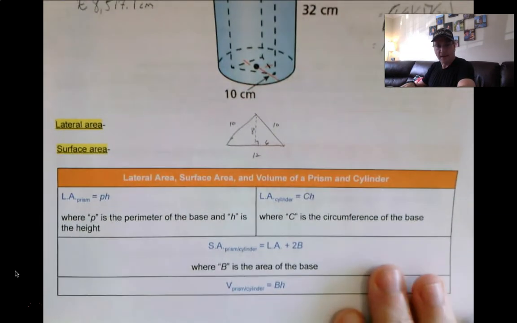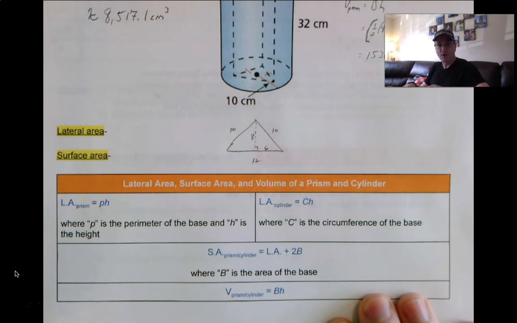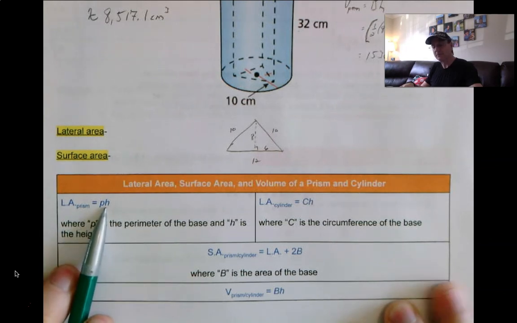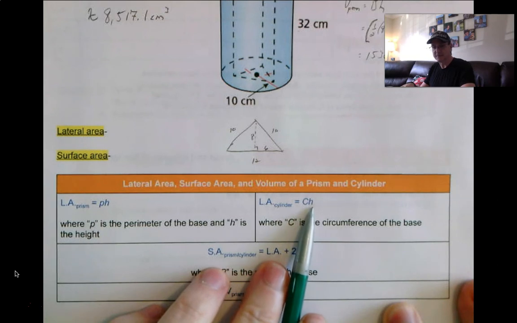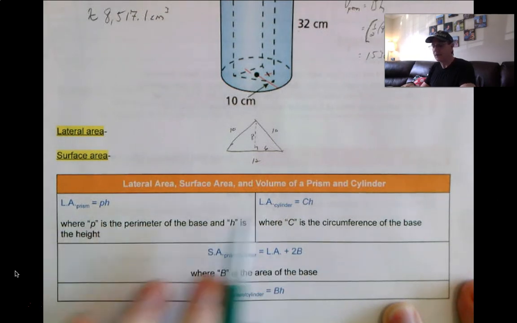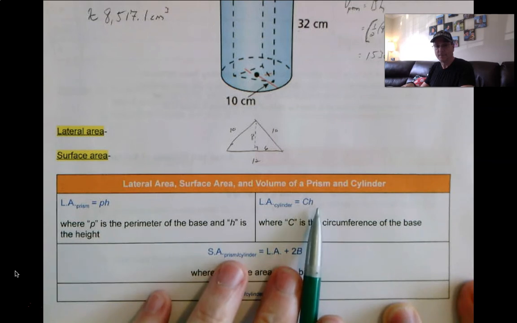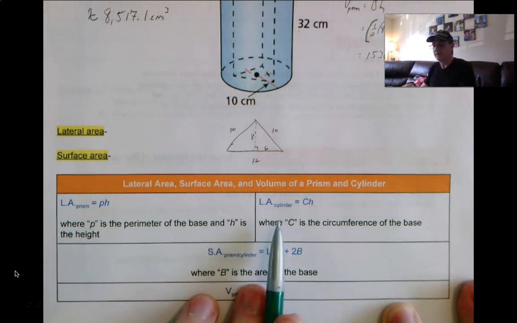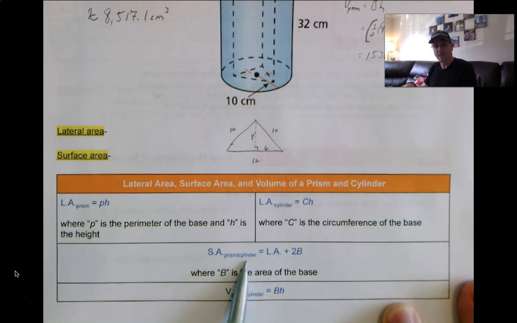All right. Lateral area, surface area, volume of a prism and a cylinder. Lateral area of a prism, perimeter times height. Lateral area of a cylinder, circumference times height. In my opinion, these are the exact same formula. Lateral area, the distance around the base times the height, is lateral area. Surface area for a prism and for a cylinder is lateral area plus 2 times the area of the base. That doesn't matter if it's prism or cylinder.